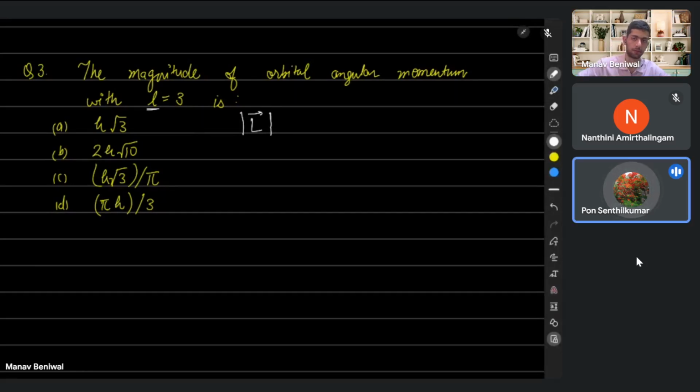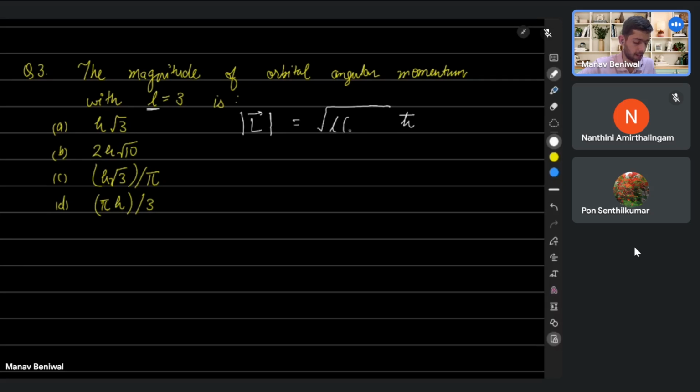Sir, we write it with the square root here. It is something like this, right? And then you have h bar. So here you have the square root of l times l plus 1. Correct.